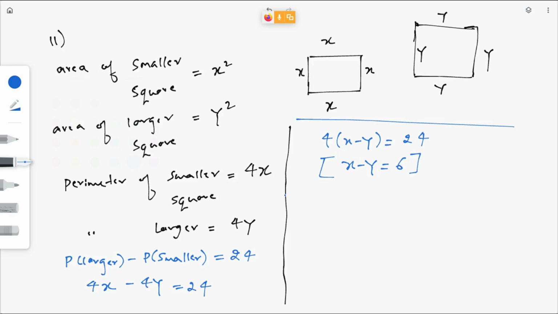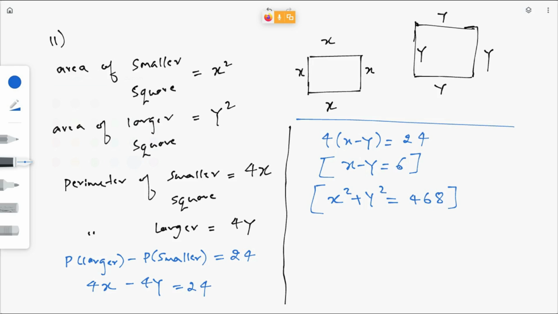Okay, fine. So now how to form an equation here? If you just go through the question again, there is one more statement. What is the first statement? The sum of the areas of the two squares, that is x square plus y square is equal to 468.